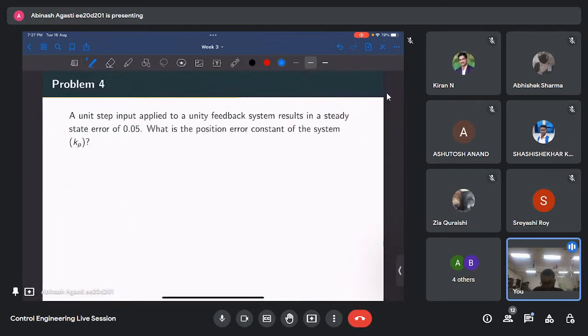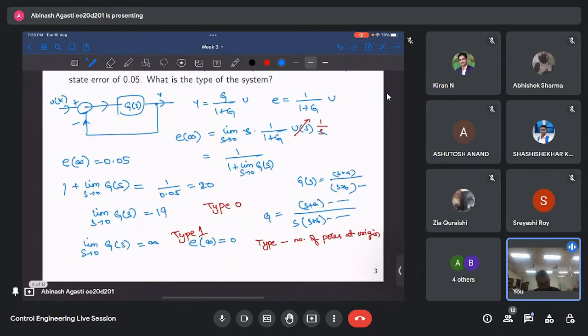So now, a unit step input is applied to a unity feedback system, and it is the last one, type 0 system. A unit step input applied to a unity feedback system results in a steady state error of 0.05. So what is the position error constant of the system? Okay, so this is from the previous part only. We have limit s tends to 0 g of s as the position error constant of the system. So this is 19 as we found out in the previous question.